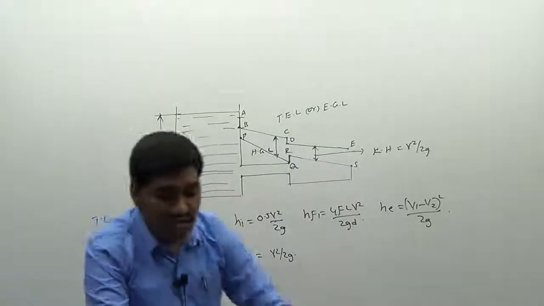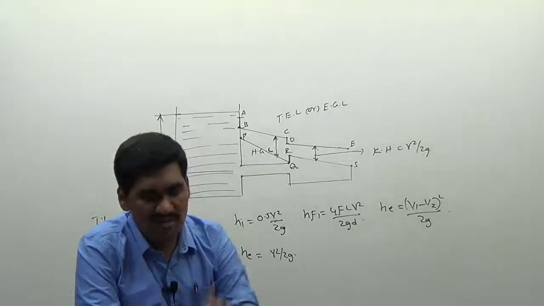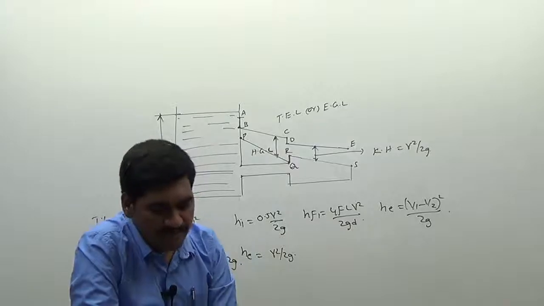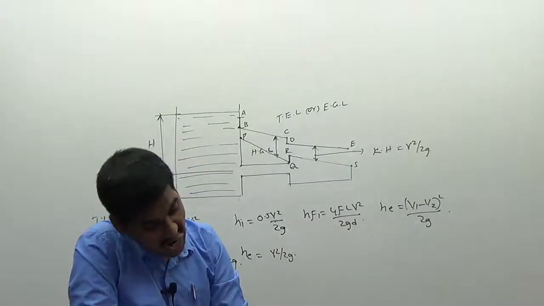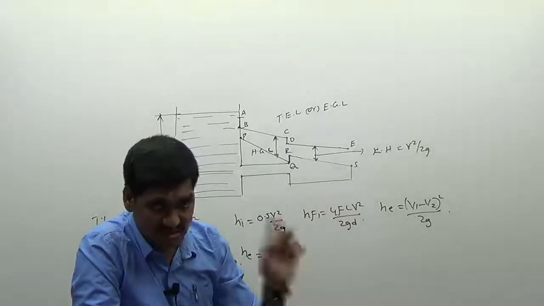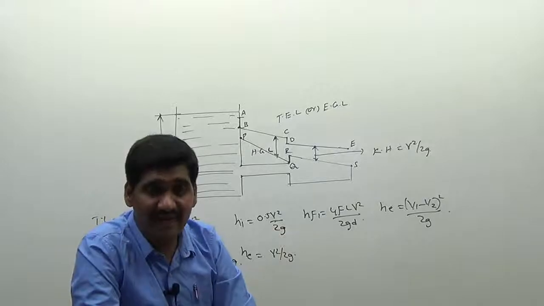Now from these two lines I want to tell some conclusions for you. By using these conclusions you can understand clearly. Now see here. The first points that we have to observe from the energy gradient line and the hydraulic gradient line.